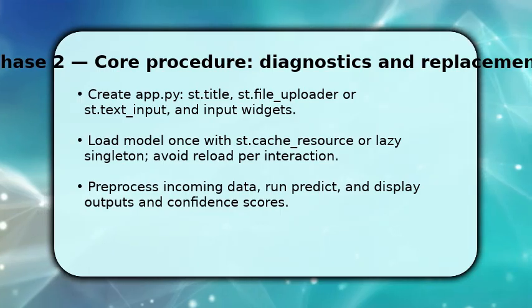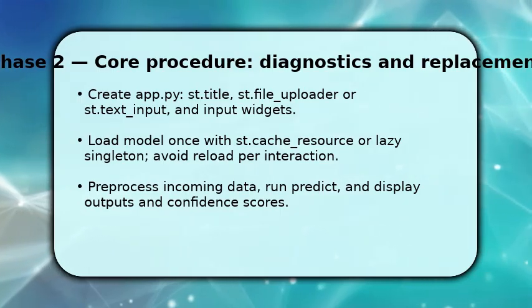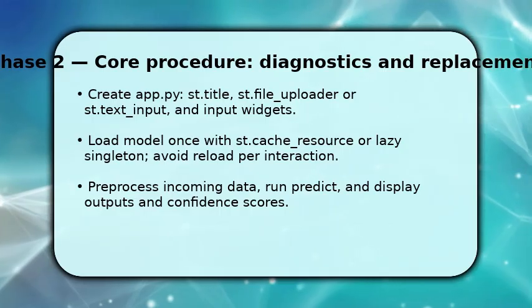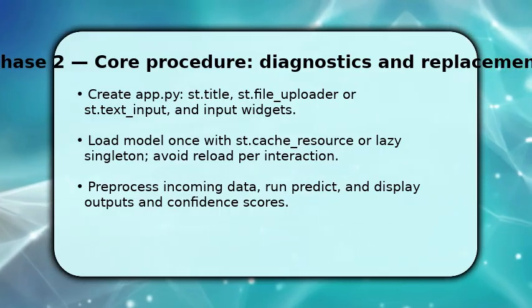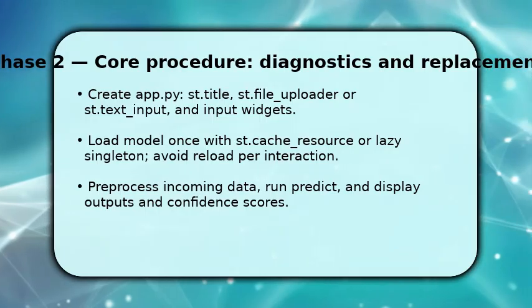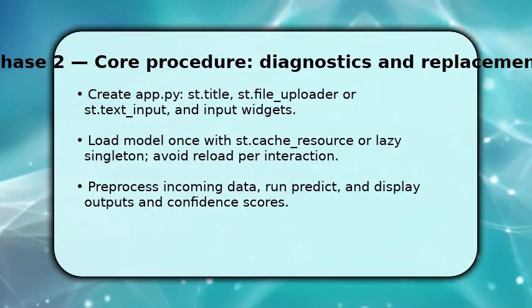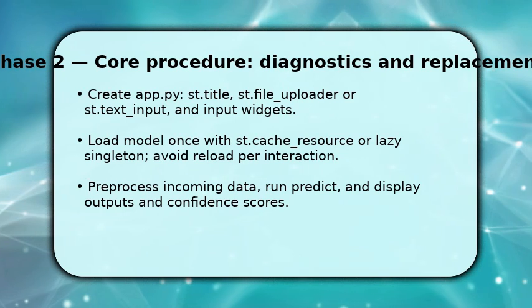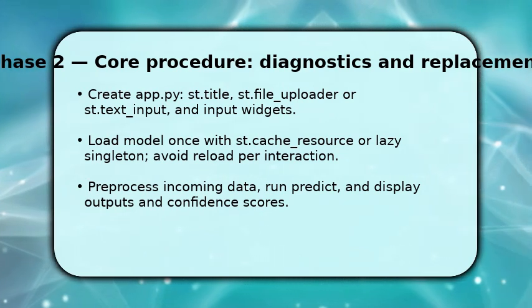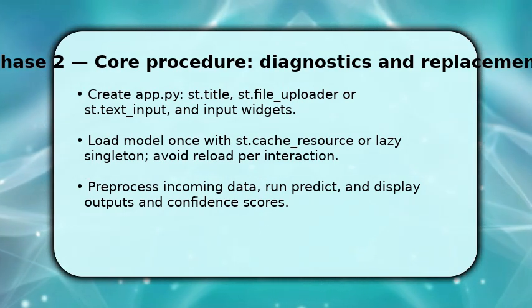model load is expensive. Once the data arrives, run your deterministic preprocess steps: normalize, tokenize, reshape, then call predict and format the result with probabilities or labels. Make sure you handle edge cases, like missing features, and display friendly error messages to guide users.